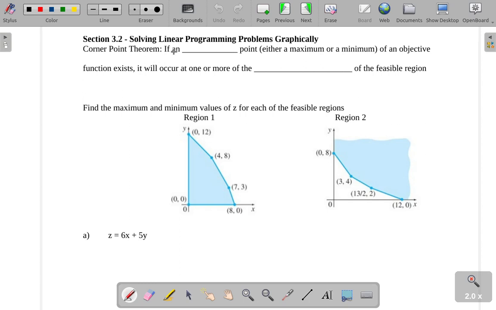And so the corner point theorem says that when we have a region, kind of like you can see we have a couple of example regions down here, region 1 and region 2. When you have a region like this, and you're looking for an optimal point, that is either a minimum or a maximum, if that optimal point exists, then it has to occur at one of the corner points of the region.